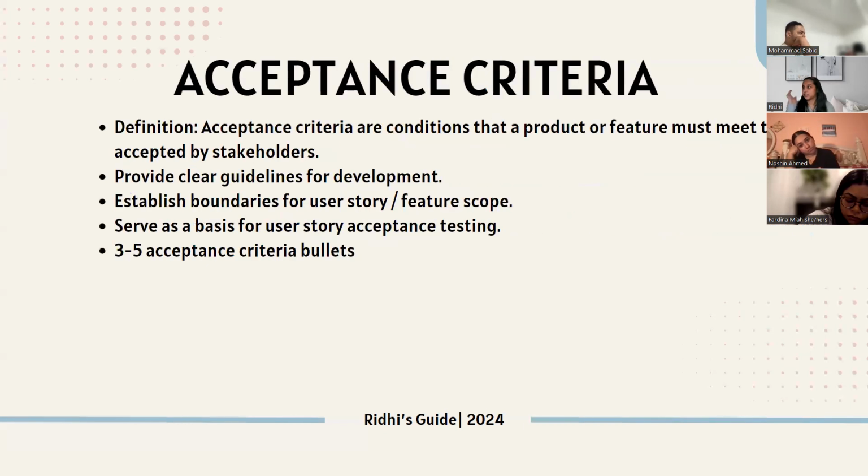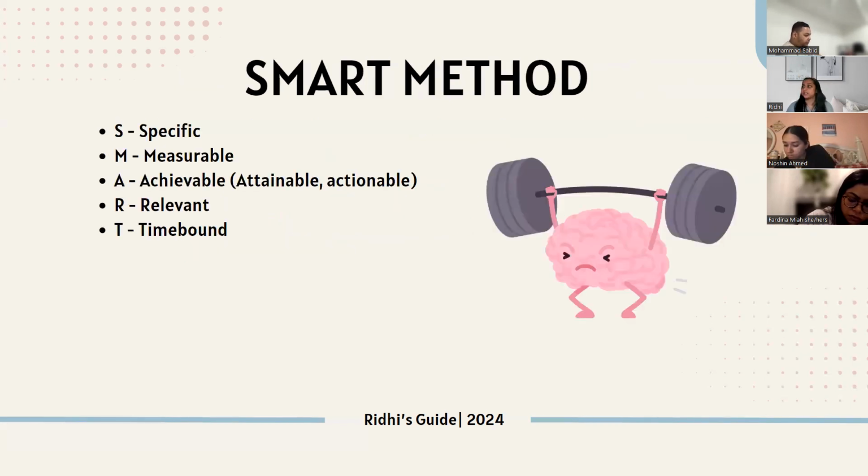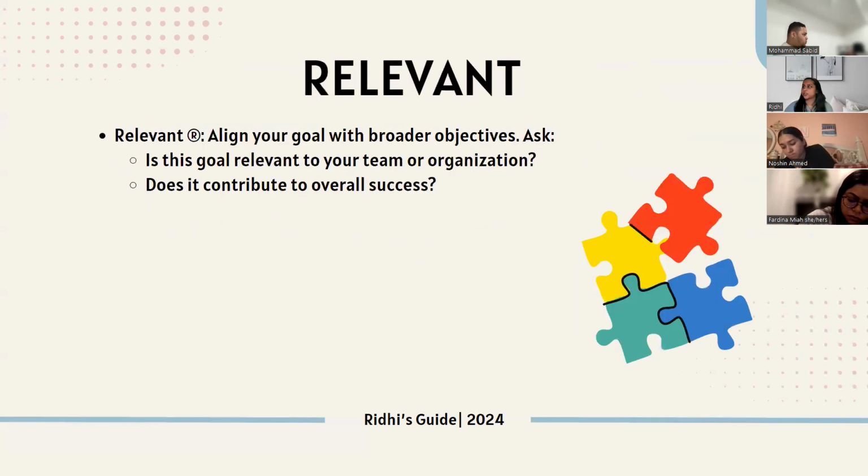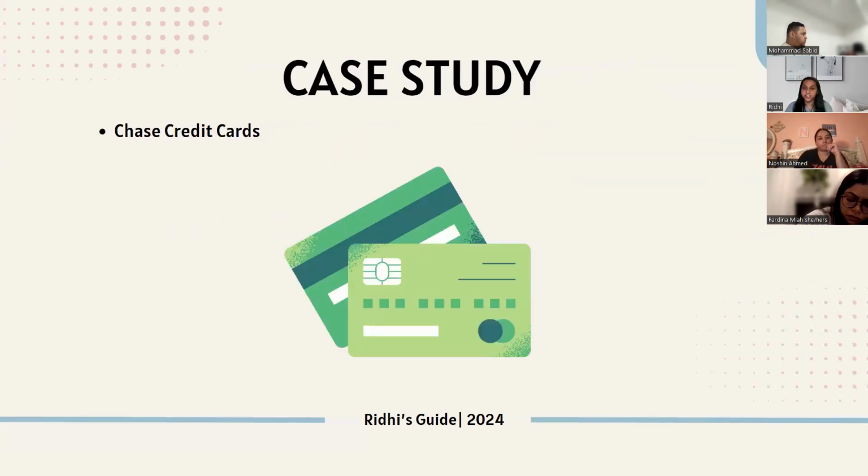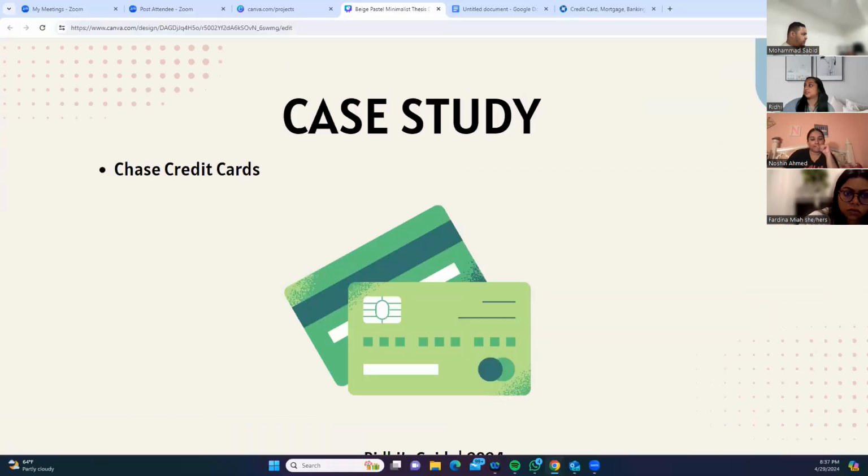Okay. Under user stories, we're going to have something called acceptance criteria. Acceptance criteria is essentially a set of conditions to make that user story true, and you want about 3 to 5 bullet points. Before we do this, I want to go into another case study, but we're going to do this one together.